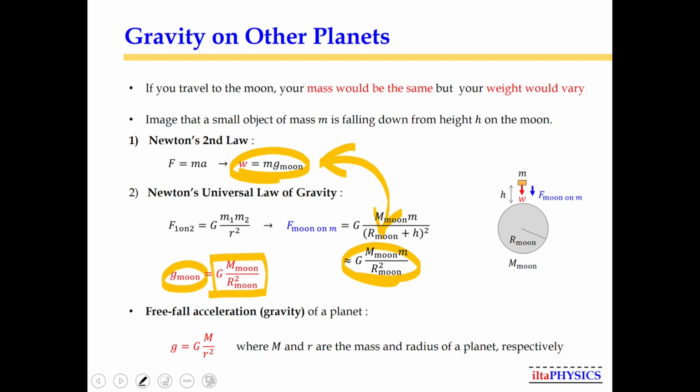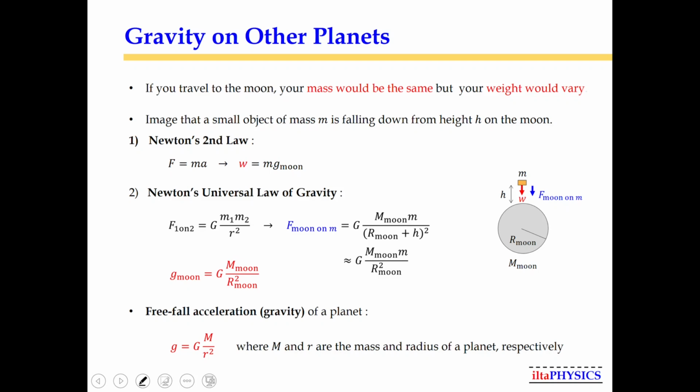By generalizing this result, we can express the gravitational acceleration, or the free fall acceleration, on any planet. It turns out to be directly proportional to the planet's mass and inversely proportional to the square of its radius. This is a very common type of question on exams, so make sure you understand this relationship clearly and memorize the formula as well.